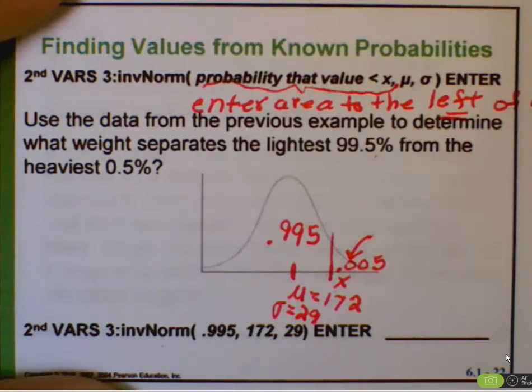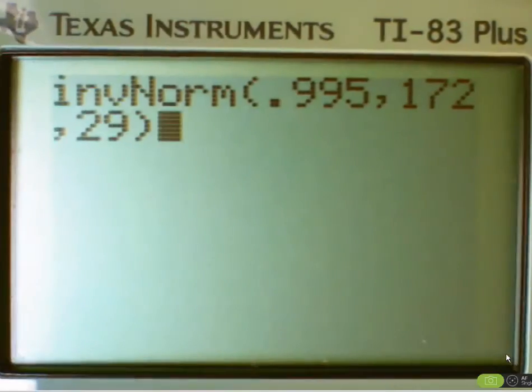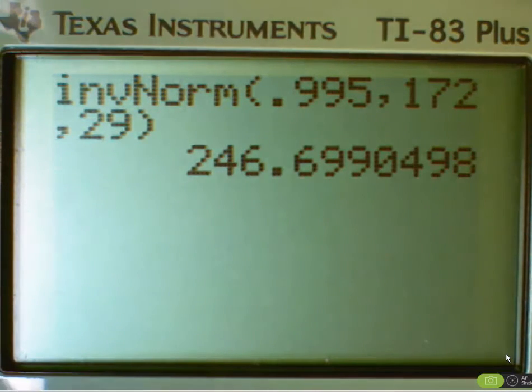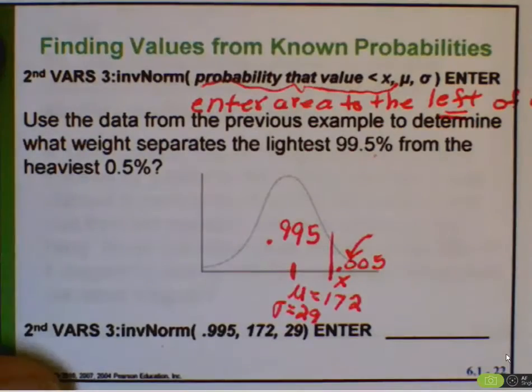I typed that in wrong. Let me try it again. The area to the left is 0.995. The mean is 172. The standard deviation is 29. And I got that weight, if we just round it to the nearest whole pound, it would be 247 pounds.